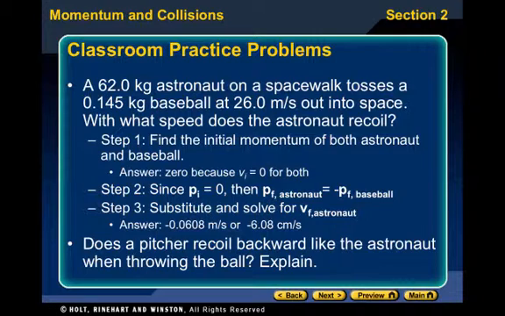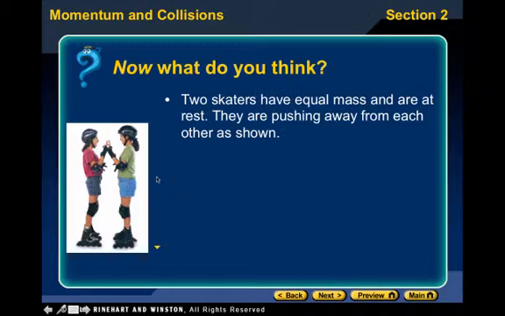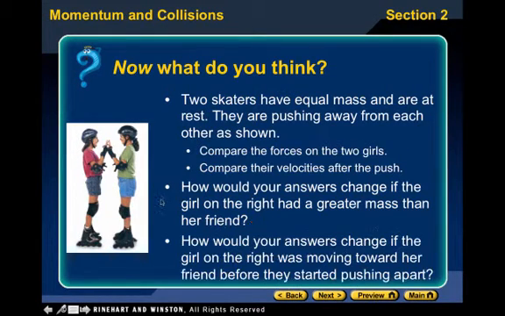Would a pitcher recoil backwards? No, not like the astronaut, because we're looking at systems without friction, and so friction is what holds the pitcher to the pitching mound. Okay, so now we've gone through these, and you should be able to answer those questions again.